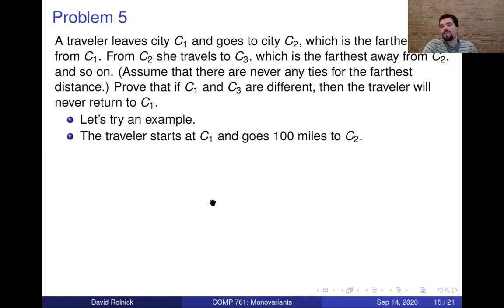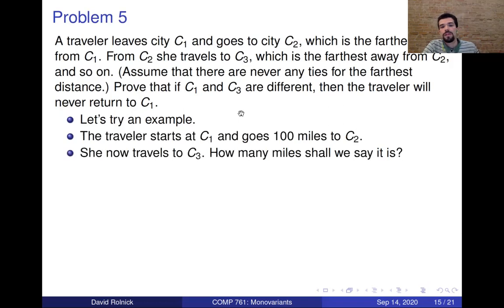The traveler is going to start at C1 and go 100 miles to C2, let's say. Say that she now goes to C3. How many miles shall we say that the traveler has gone from C2 to C3? Could it be 50 miles? No, it's going to have to be more than 100.